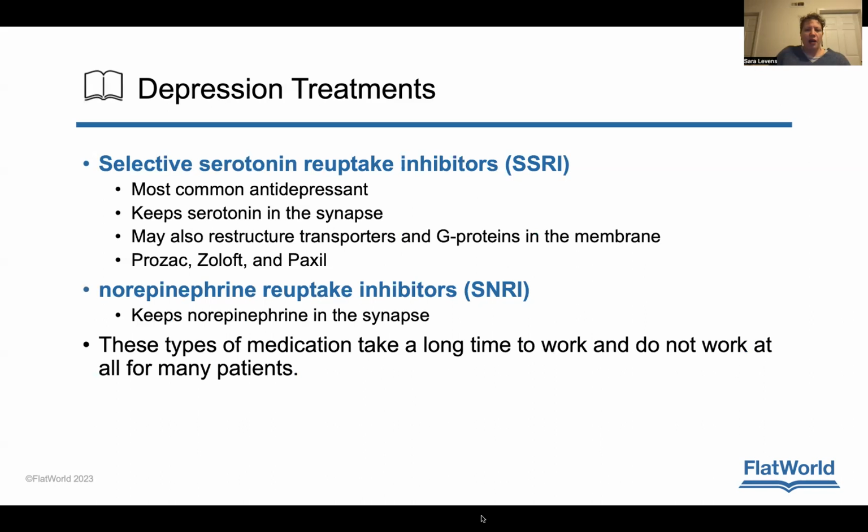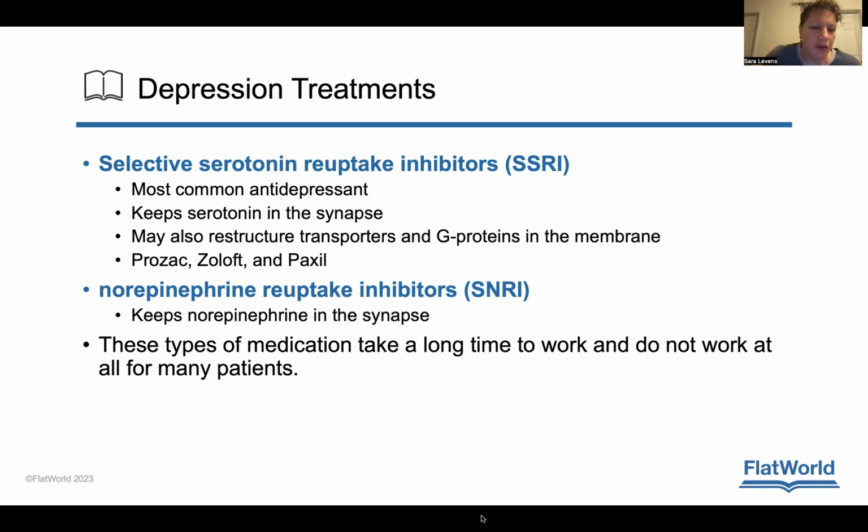But then you have ones that are much more commonly prescribed, selective serotonin reuptake inhibitors, or SSRIs. This is actually the most common class of antidepressant medications. It keeps serotonin in the synapse, similar to the prior ones, by stopping the reuptake of that neurotransmitter in the synapse. It may also restructure transporters and G proteins in the membrane, and that'll have some of these downstream effects. Common brands include Prozac, Zoloft, and Paxil.